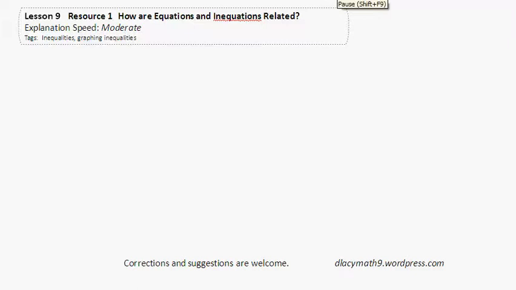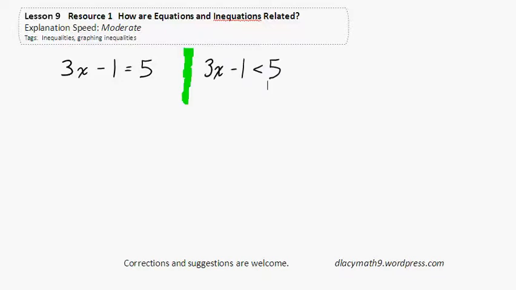Lesson 9, Resource 1. How are equations and inequations, or inequalities, related? Here's an equation. Take a number, multiply it by 3, subtract 1, and you get 5. What's the number? Here's an inequation. Take a number and triple it, subtract 1, and whatever you get, it's less than 5.